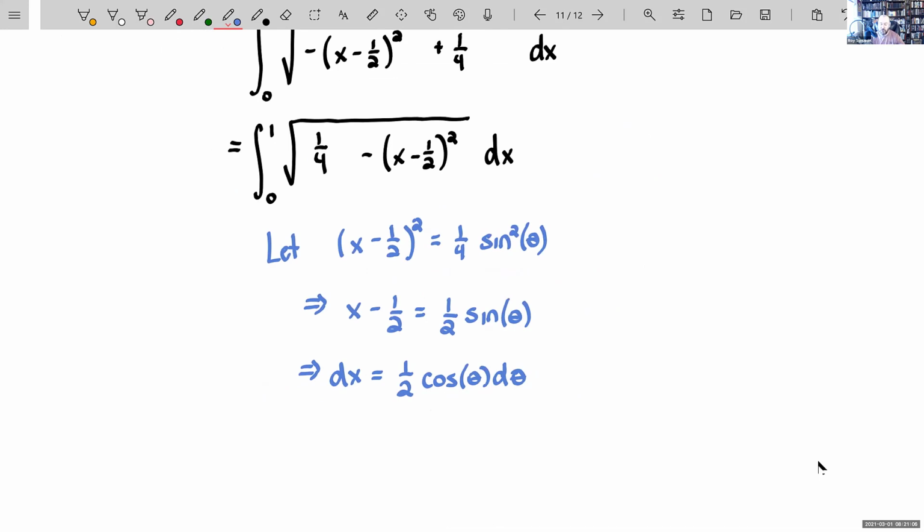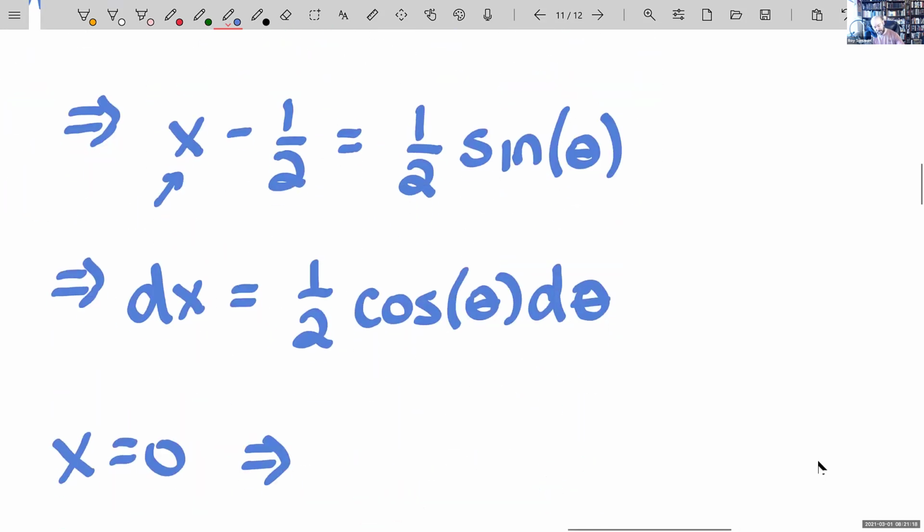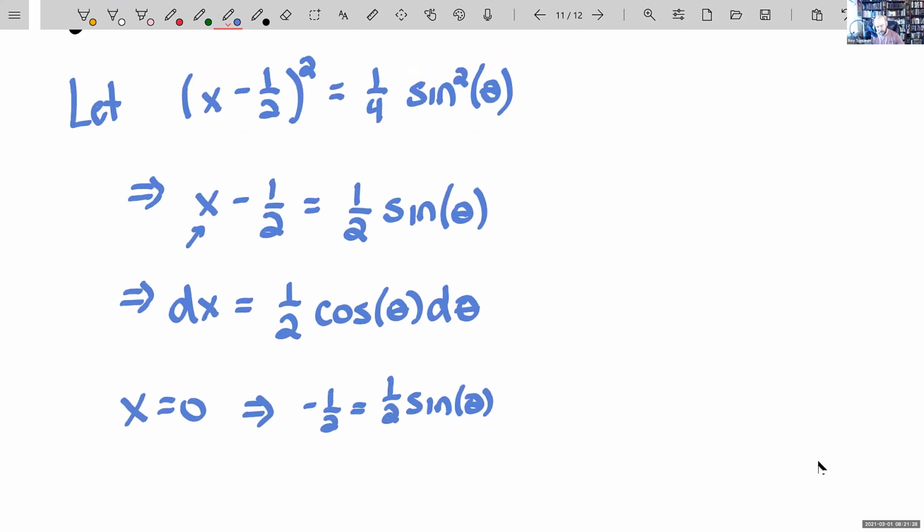And I will also change the limits of integration while I'm at it. So x equals 0 implies, well, let's see, where's my relationship? If x were 0, that implies negative 1/2 is equal to 1/2 sine of theta. Well, that means that sine of theta is equal to negative 1. And I'll even write that in. Negative 1 is equal to sine of theta, which means theta is equal to negative pi over 2.